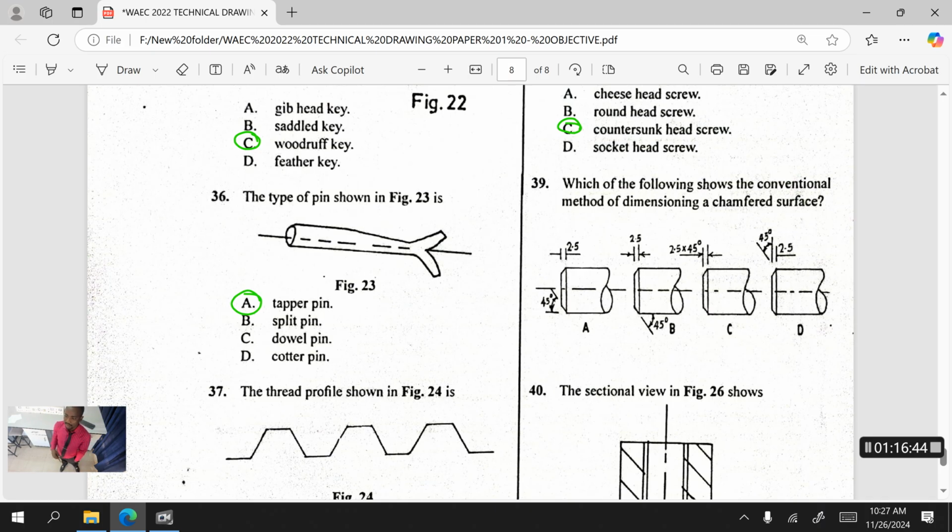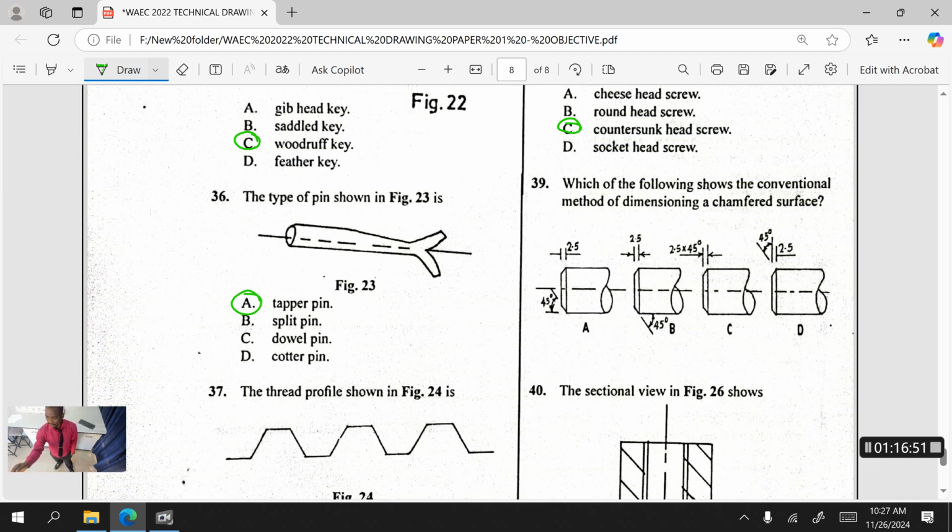Which of the following shows the conventional method of dimensioning a chamfered surface? Look at it. The C is the answer. Just look at the dimensioning. They're asking us about dimensioning of a chamfered surface. This one separates the dimension from the angle, so it is wrong. This also separates it. It is wrong. This puts it on the two sides. It is wrong. It should be on only one side, and there should be a multiplication telling you the 45 degrees should be at that dimension.